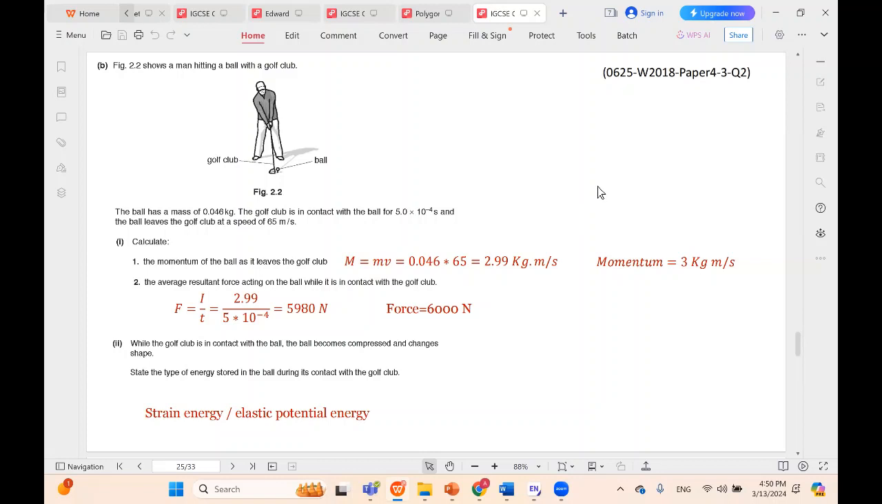So the momentum of the ball is mass times velocity. We are given the mass here, 0.046, and we are given the velocity as well. So we multiply them and we get the momentum.